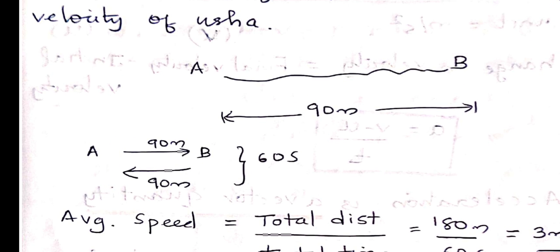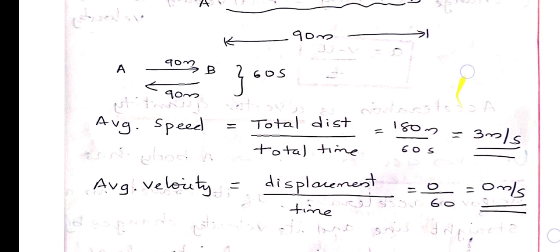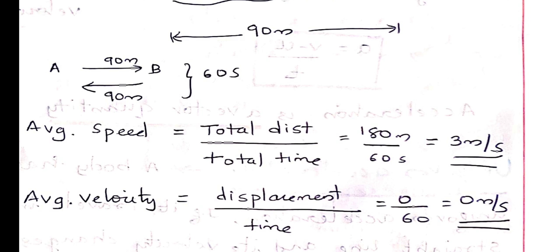The total distance is 180 meter and the total time is 60 seconds. So using the equation, average speed is equal to total distance by total time, that is equal to 180 meter by 60 seconds, which on cancelling gives us 3 meter per second.